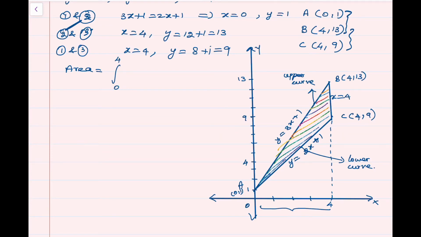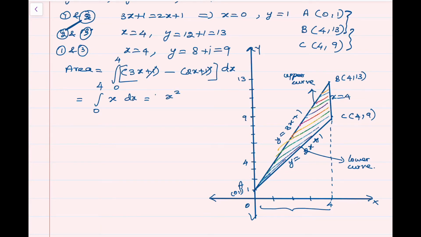So, 0 to 4 of upper curve equation is 3x plus 1 minus lower curve equation is 2x plus 1 times dx. Both are linear, so I wrote it under one integral because the limits are equal. We can simplify the function. 3x minus 2x is x and 1 gets cancelled. The function becomes so easy.